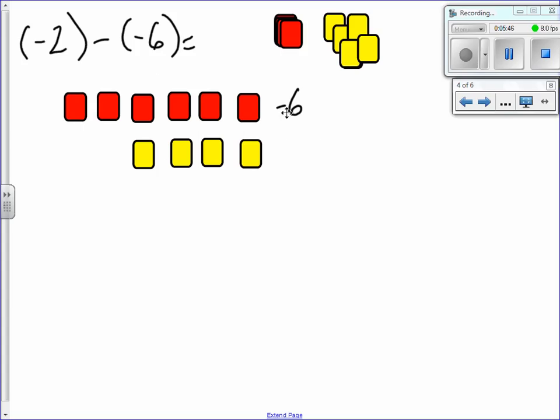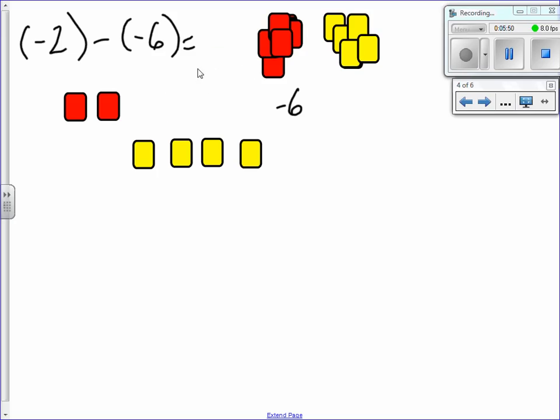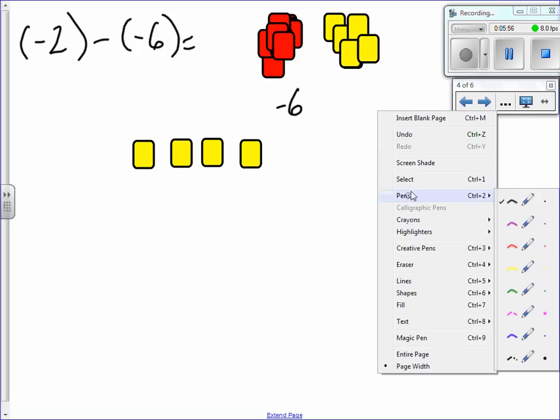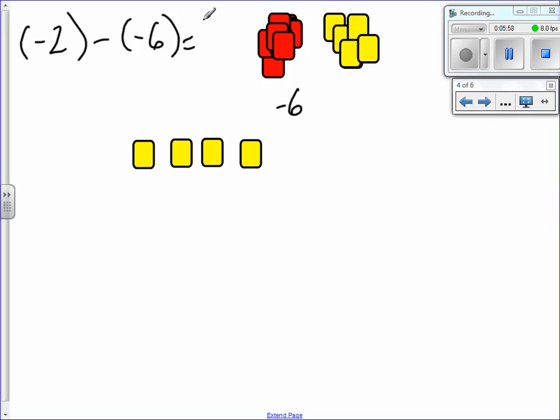So if I take away the negative 6, what am I left with? The answer is 4. Plus 4. Okay, is it a little clearer now? Tell you what, let's do another example here, just so we can have a little more practice.